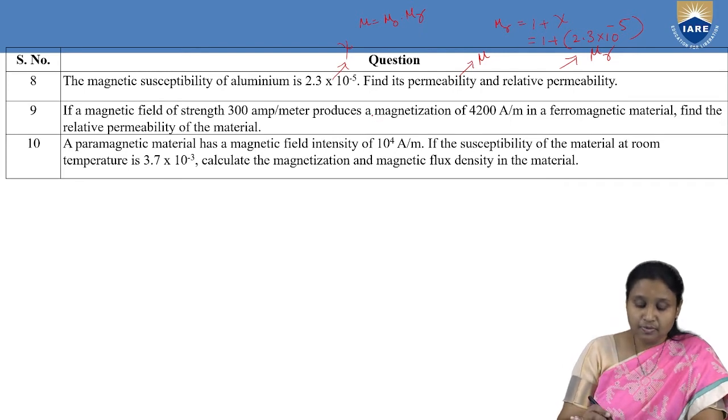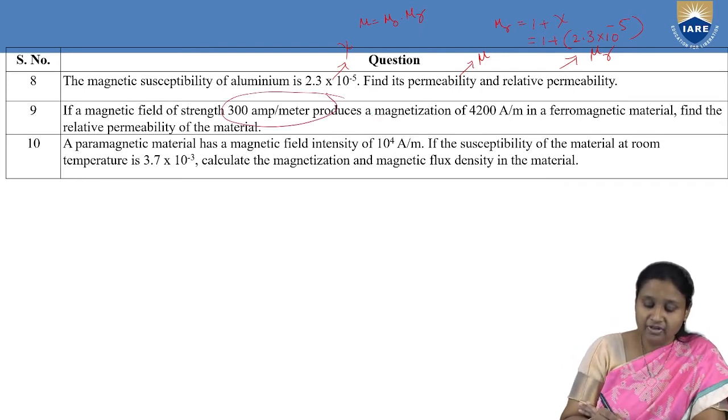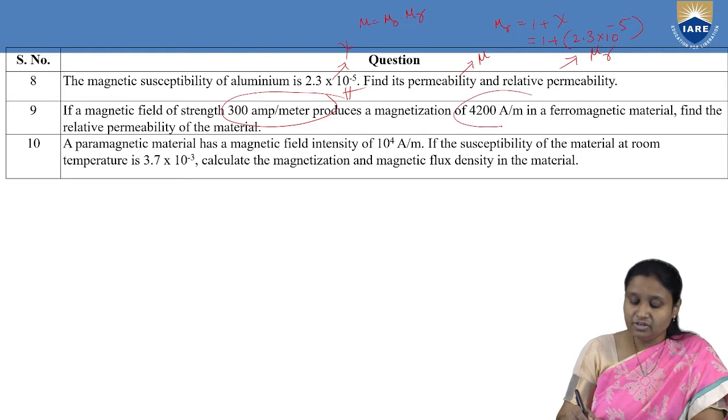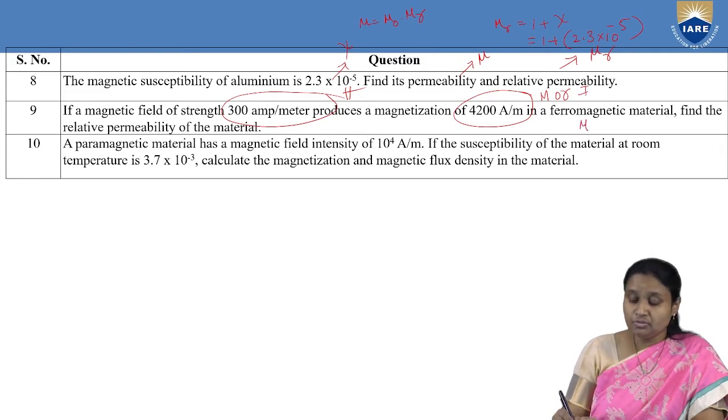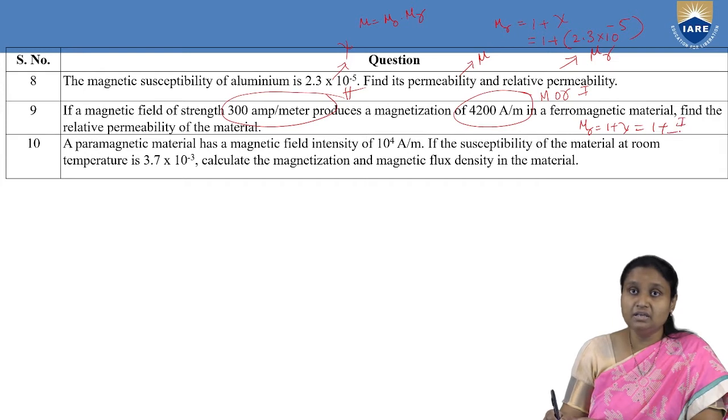Then coming to this problem, here we were given the value of H and we were given the value of intensity of magnetization M, which can also be denoted by I, and we need to find mu r. So mu r is equal to 1 plus chi, which is equal to 1 plus I by H.